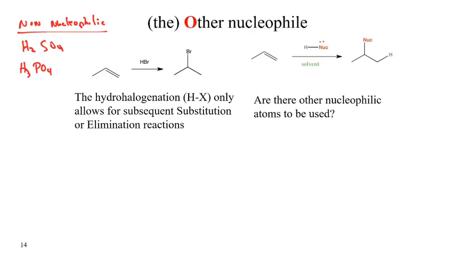Okay, so why is this important? When we're looking at this, if we use a non-nucleophilic strong acid, we now have the potential to add, as an additional feature, a secondary nucleophile, which is kind of neat. So instead of just adding halogens, we could add other nucleophilic atoms.